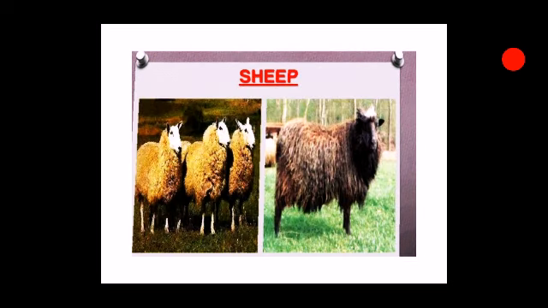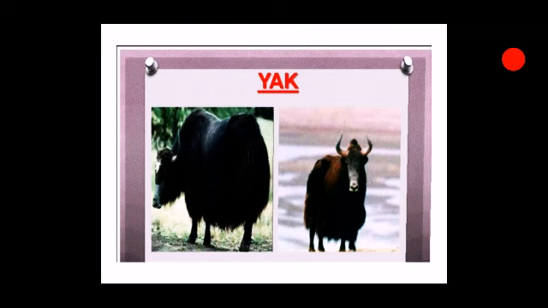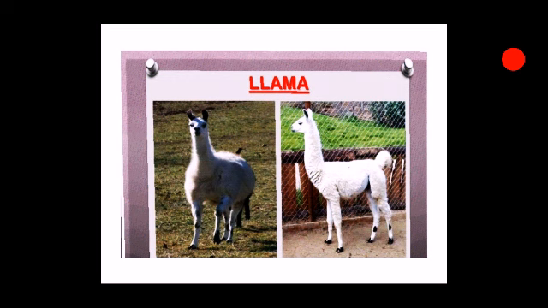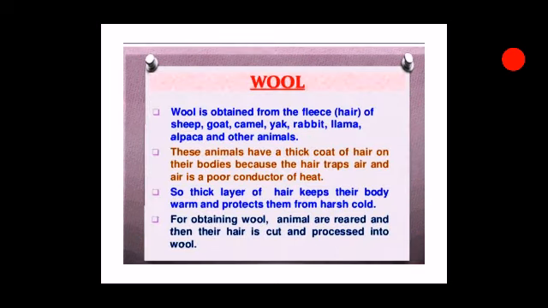This is the photo of a sheep. You can see the hairs. From this hair we can make wool. This is a goat. Again you can see the hair of the goat. This is a yak. Yak also has hair on the body. This is a llama. This is a silkworm. From the silkworm we can make silk. We can get a fabric of silk.